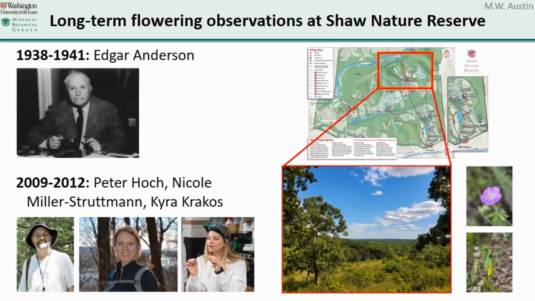And thus, from 2009 to 2012, Peter, Nicole, and Kira repeated Anderson's flowering observations, where they ascertained from Anderson's notes that the rough area of the reserve that he was sampling is, for those of you familiar with the reserve, the Goddard River Trail and the Wildflower Loop. And Peter, Nicole, and Kira walked those loops every week from 2009 to 2012, and just like Anderson, recorded every species in flower every week.